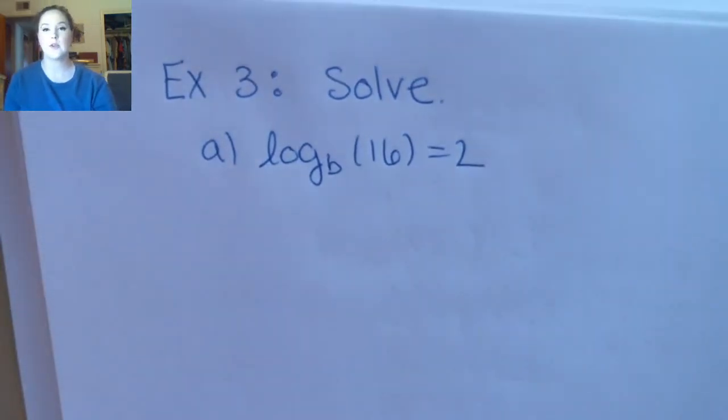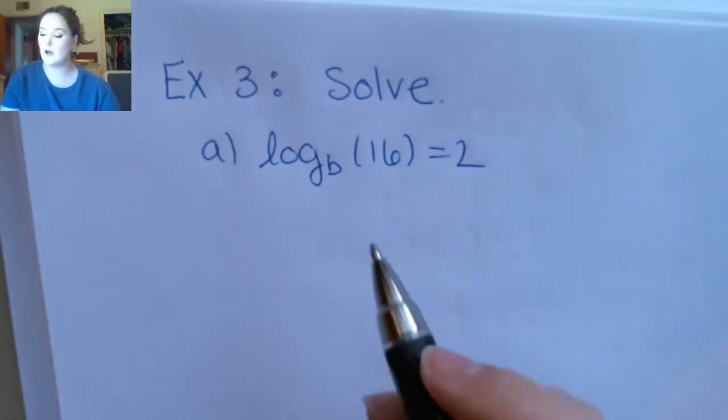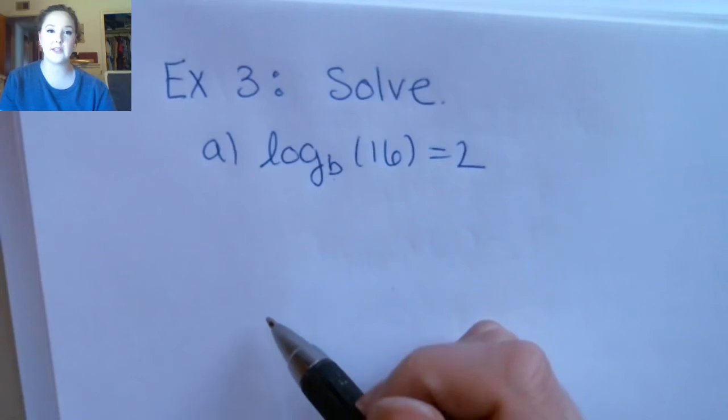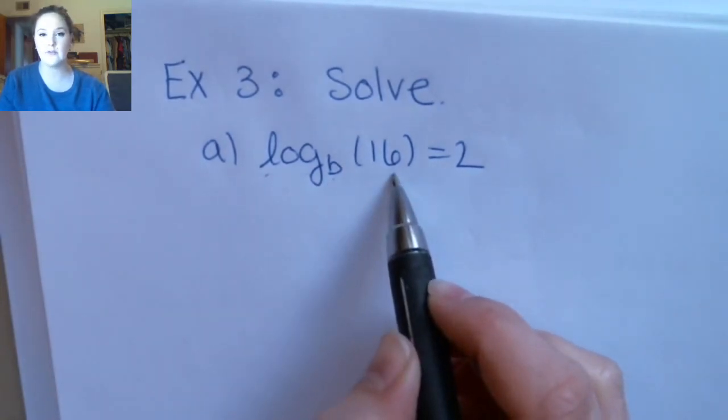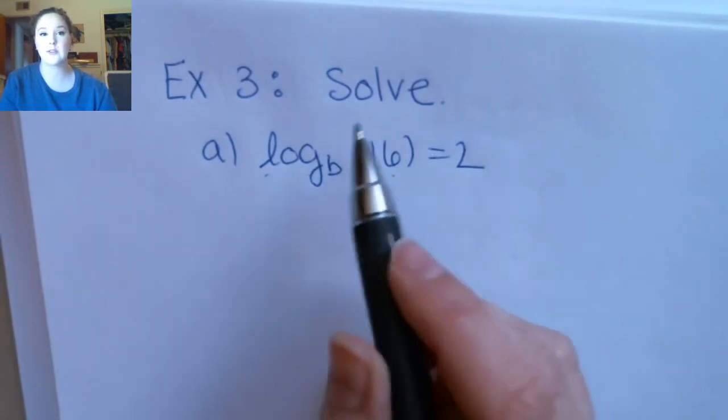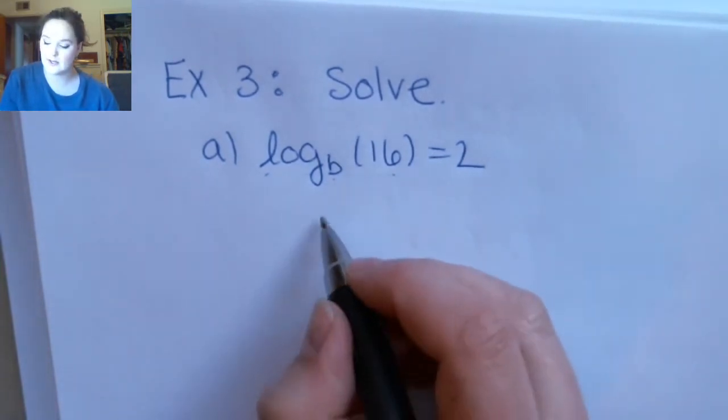Okay, so in this example, the variable is actually the base of the log, but the process for solving these is exactly the same. So you're going to isolate the log by itself. It is isolated, and there's only a single log. Then we're going to change to exponential form.